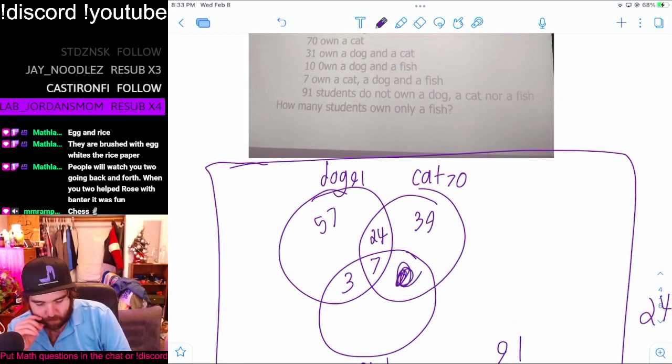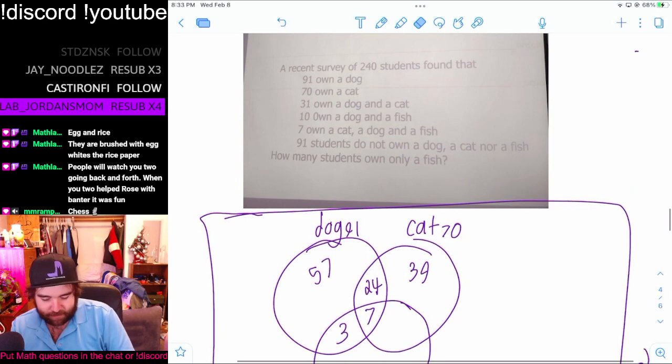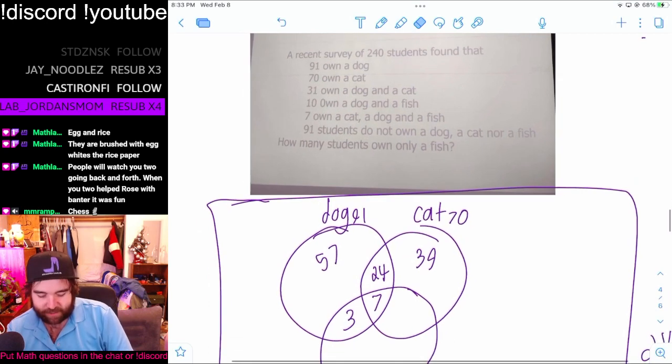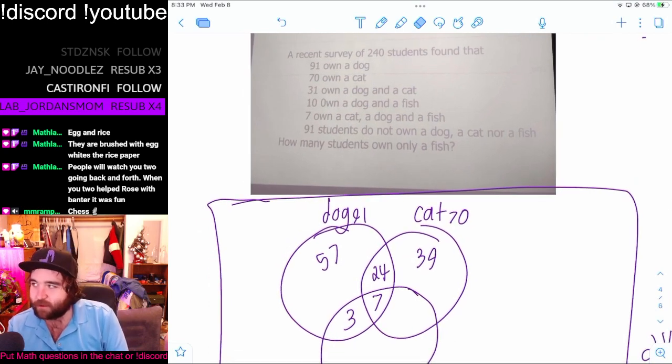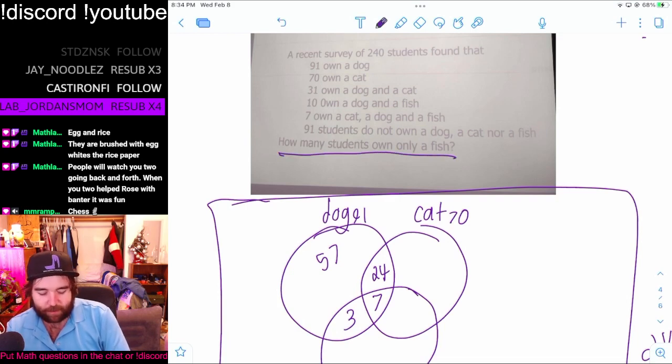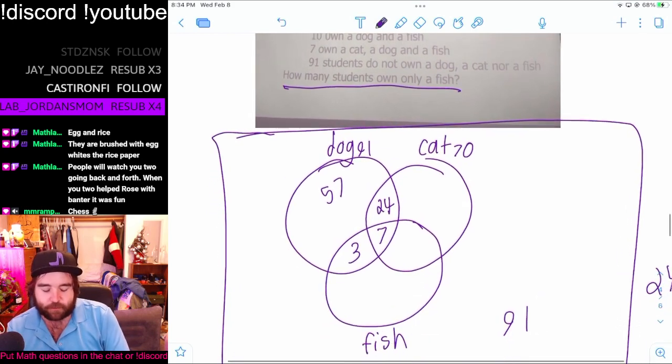Well, there's nobody that just owns a cat and a fish. How do you know that? It doesn't say it. Yeah, that doesn't mean it doesn't exist. It doesn't say that there's 57 people that only own a dog. All right, so maybe we should figure out the other piece first then. Also, we want to know how many people own only a fish. That's what it's asking for.